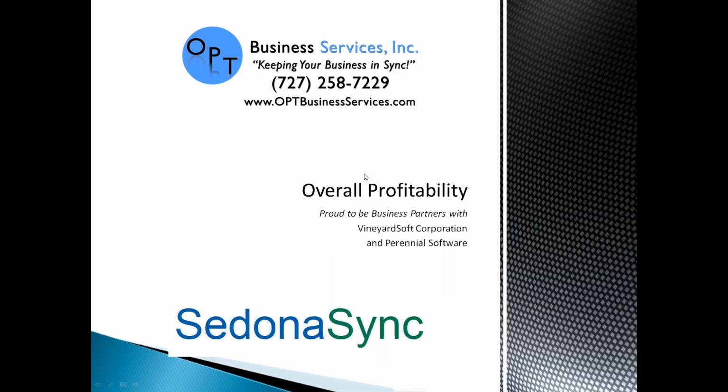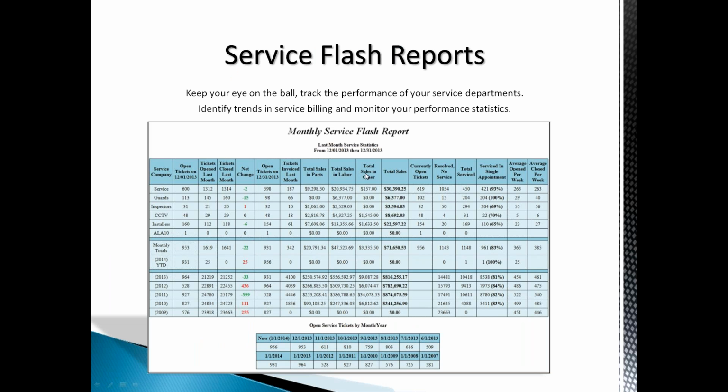Okay. Let's talk about a couple of events that help with overall profitability. One great example is our service flash report. This is a monthly report that we can send out that gives you a breakdown of your different service companies and how they're performing right now. We can look at the number of tickets that have been opened and closed for this month, if we're going up and down in our overall ticket count, and how much we've invoiced for this month in parts and labor and other, what our total sales are.